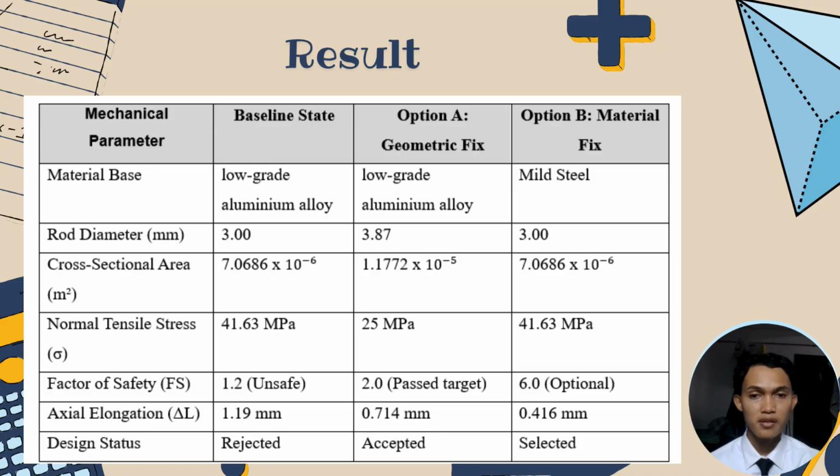Meanwhile, option B, material fix: keep the original diameter of 3 millimeter, but swap the material for mild steel, which drastically improved the factor of safety to 6 and cut elongation down to just 0.416 millimeter. Ultimately, because of its superior strength and minimal stretching, option B was selected as our final design choice.